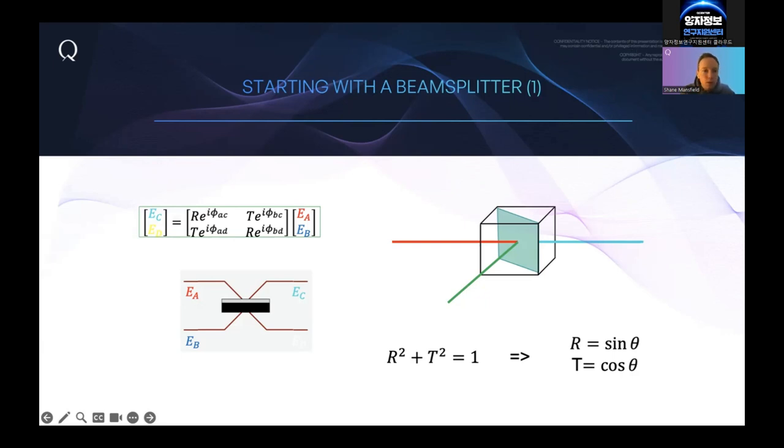So how we describe this mathematically is going to be in terms of a unitary matrix, a transmission matrix, which gives us the amplitudes for transmission or for reflection. And so the typical way to write the matrix is what we see here.